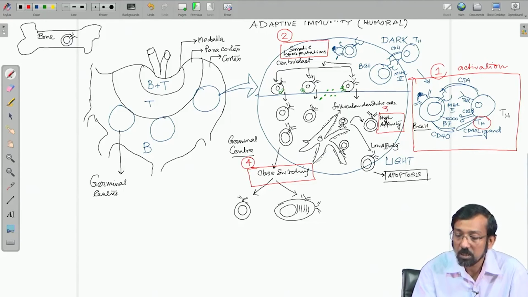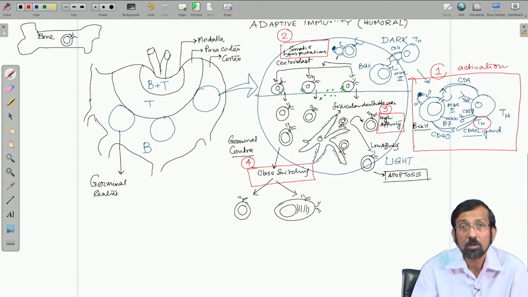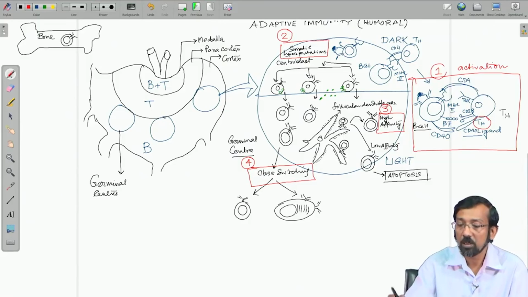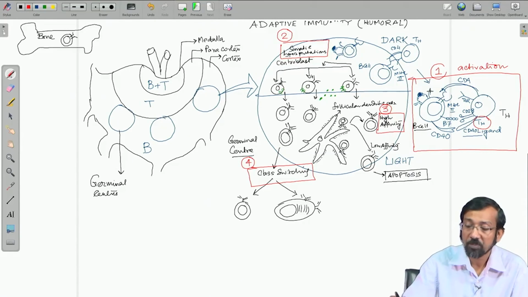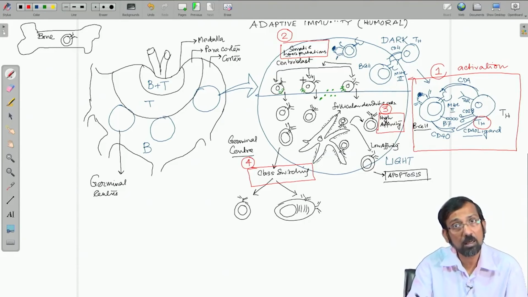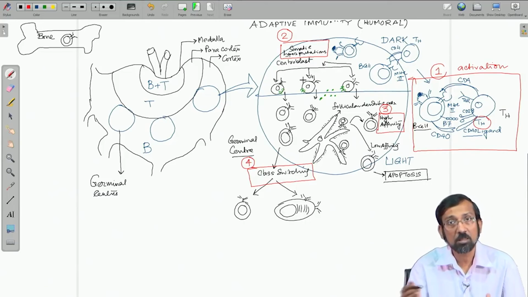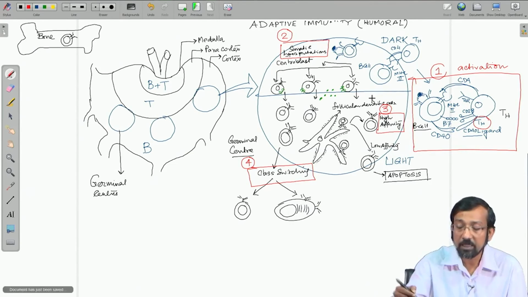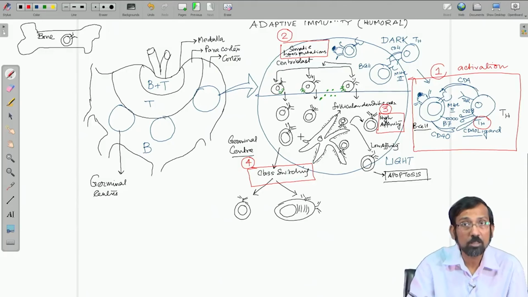So, this is number 3. If you look into this whole event from the start, the first is activation, this T helper cell mediated activation in the dark zone. Then you have the somatic hypermutations that are also occurring in the dark zone. Then the B cell starts to proliferate and starts to express the chemokine receptors on their surface. Then they are attracted towards the light zone, they move to the light zone, there is migration.